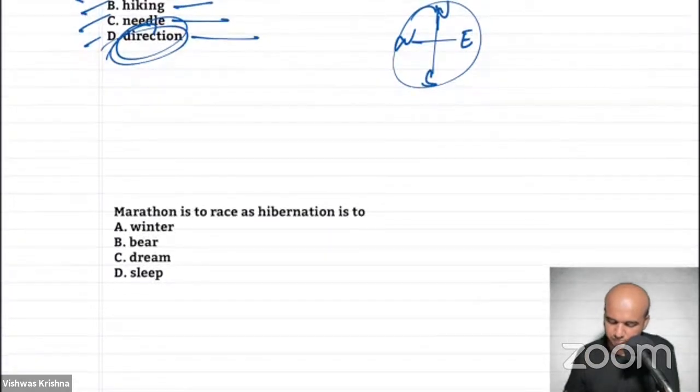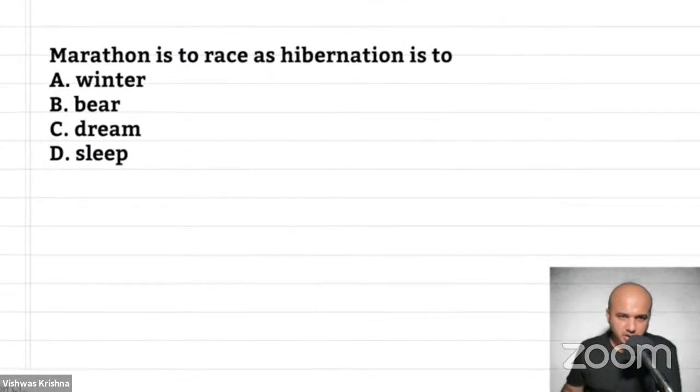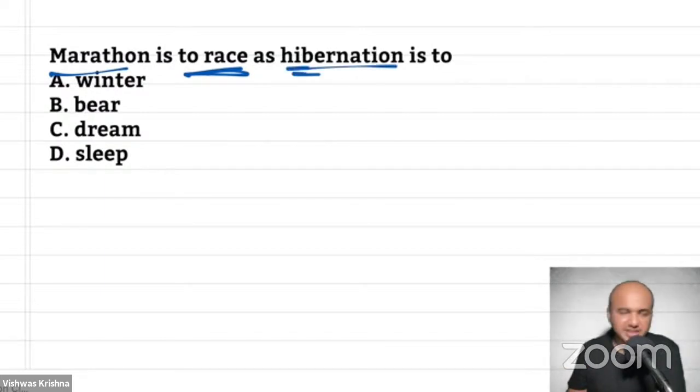Next, marathon is to race. Okay, one of the types of races would be a marathon. Then hibernation is to dash. Once again, marathon is to race, as hibernation is to dash. Is it winter, bear, dream, or sleep? So I'm sure you would have seen hibernation somewhere. Earlier, the Windows version used to have this option. I don't know if they still have this hibernation.